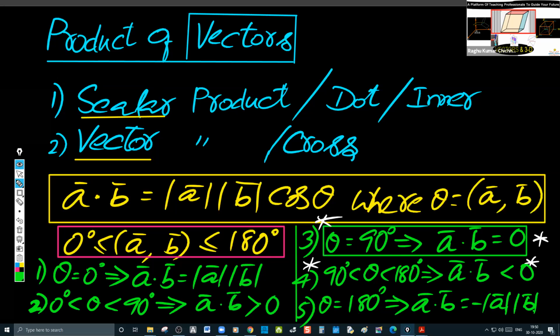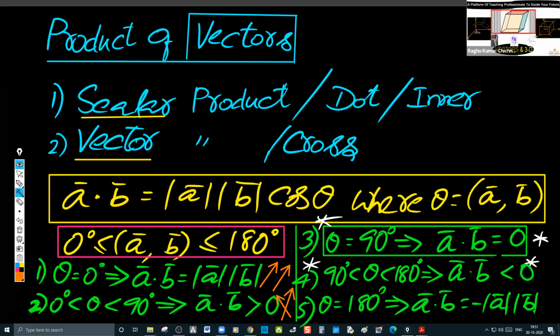What does it mean? How do you see them geometrically? Geometrically, you can understand like this. If the angle between them is 0 degrees, they are parallel. That means this is one vector, and this is another vector. Obviously, they are parallel. And the vectors for an acute angle will be like this: this is one vector and this is another vector, and the angle between them is lying between 0 and 90.